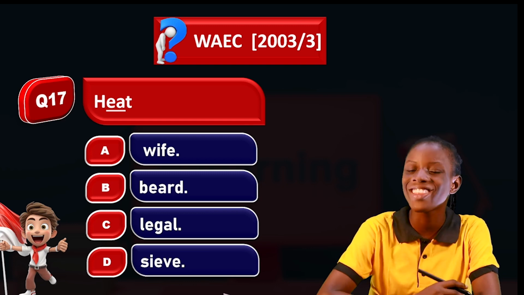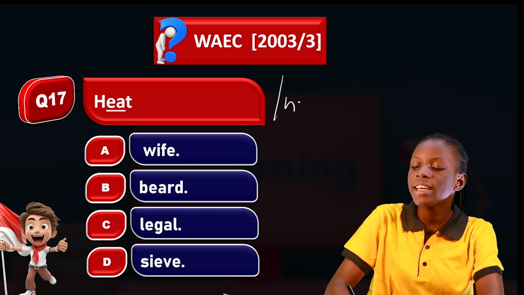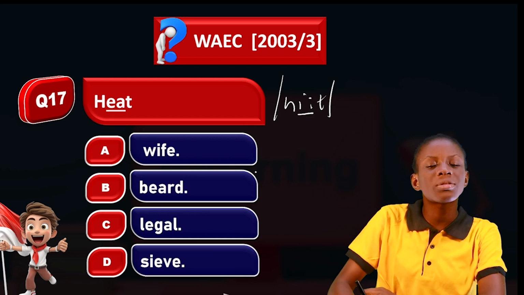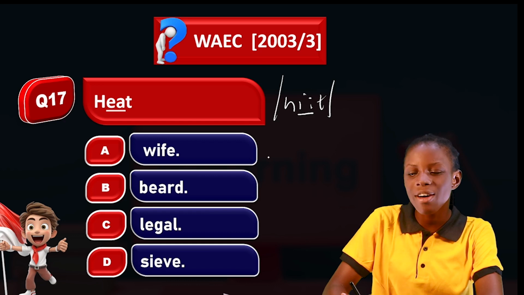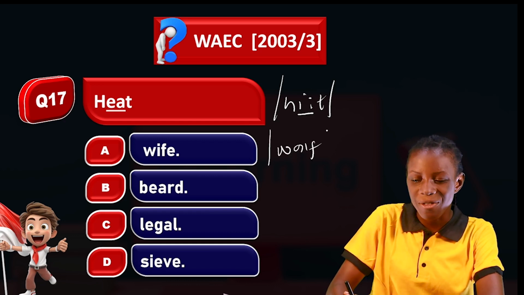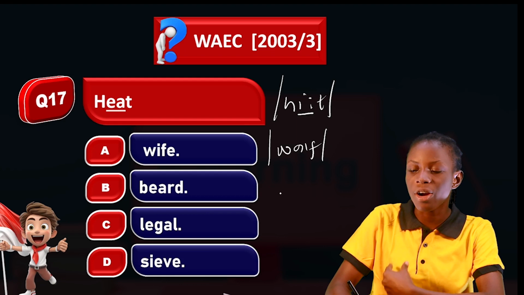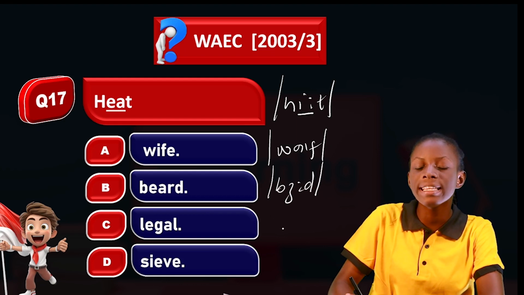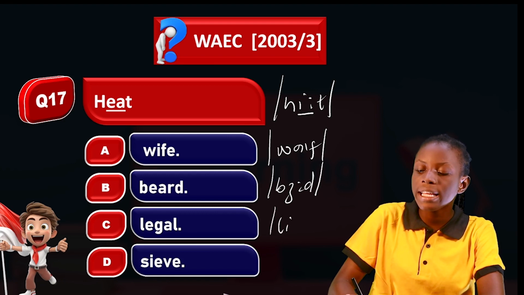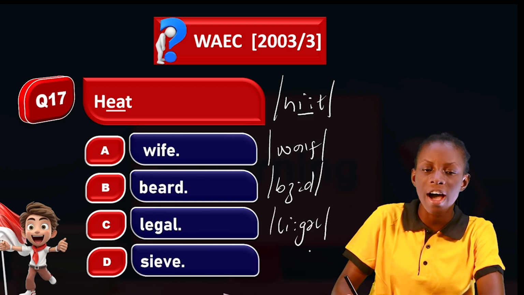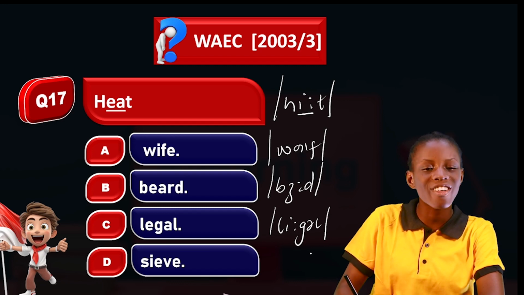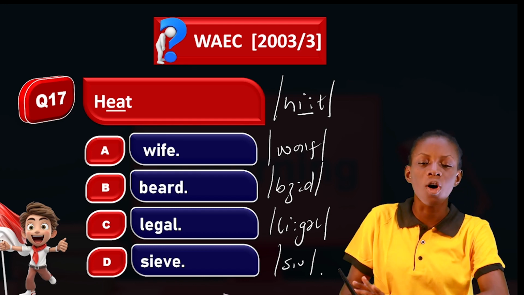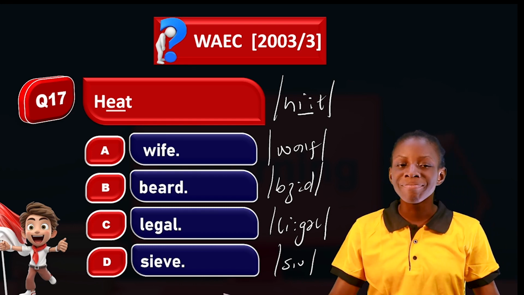Let's transcribe together. We have our heat to be eat. Looking for the E sound, heat, eat. And option A is wife. Okay, how about wife to be ive? How about option B to be bird? Bird. How about bird to be earth? Okay, and option C is legal. How about legal to be legal? Legal advisor. We have our option D to be sieve. How about sieve to be im? Okay, so now what is our answer?